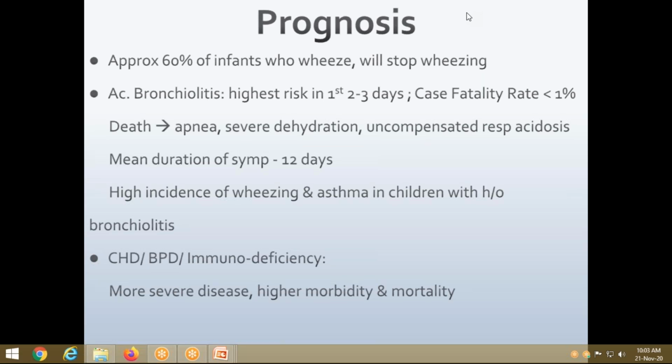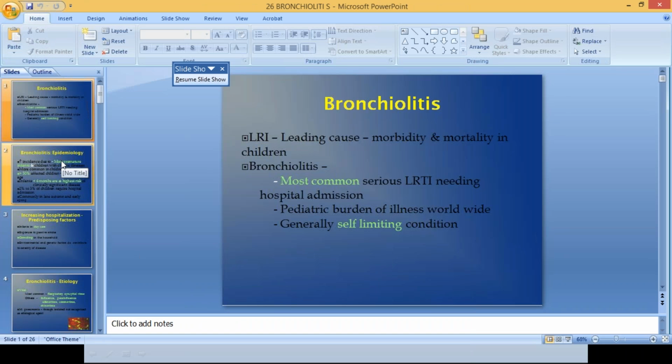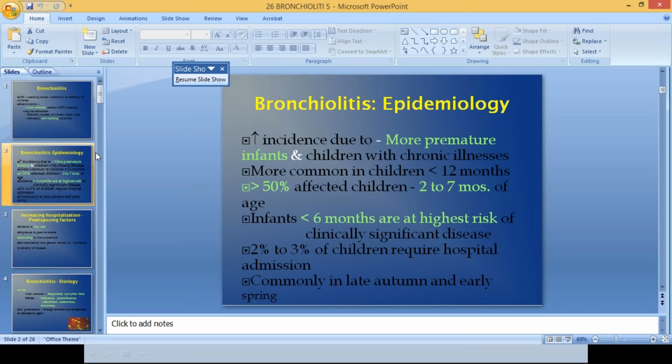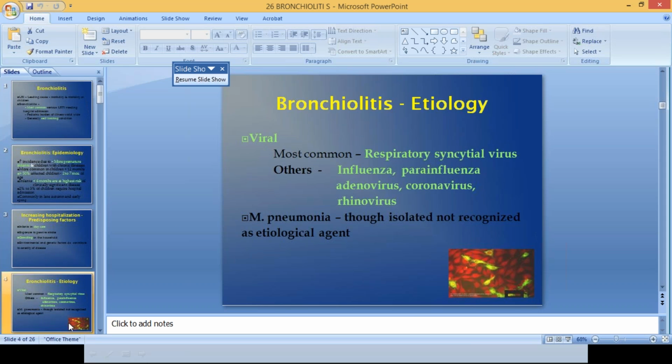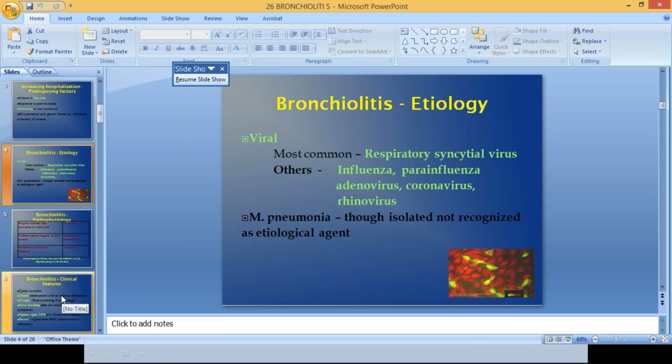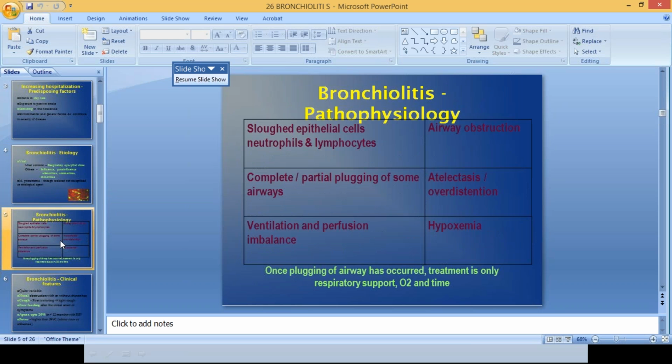Actually, one more entity is there like bronchiolitis. We covered every point of bronchiolitis in these slides only. I'll just go through the slides. So same thing, bronchiolitis. Same etiology, clinical features. There is nothing much variation.